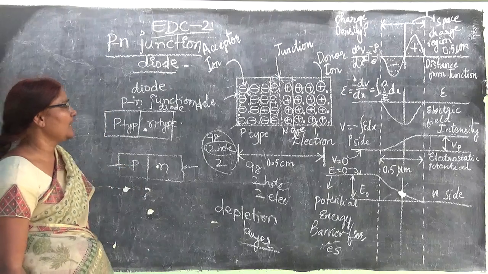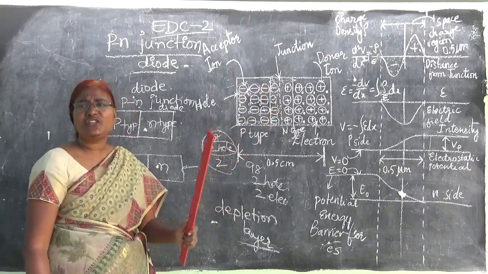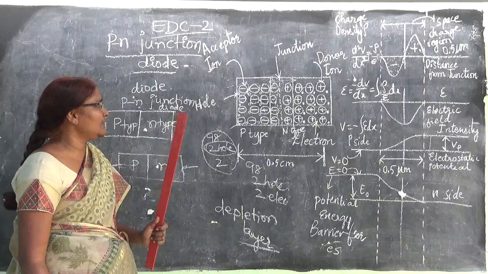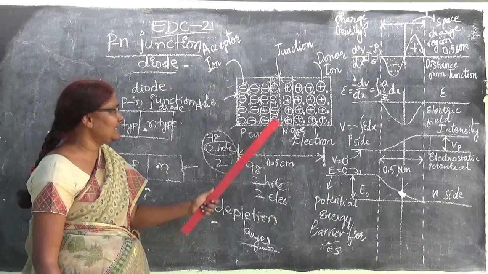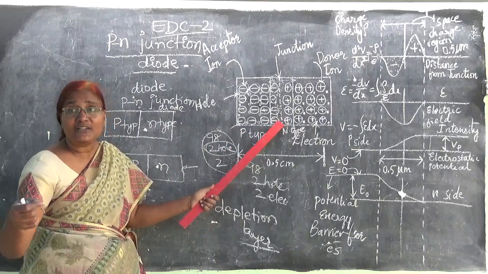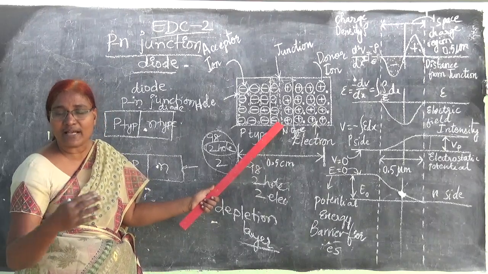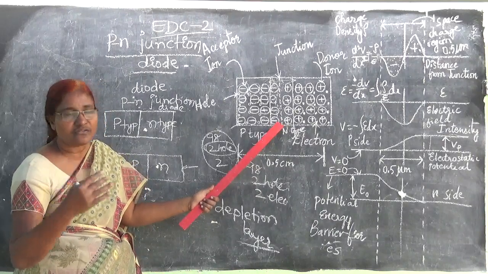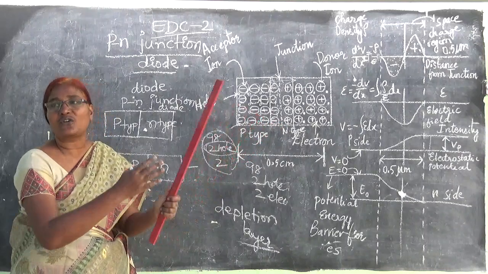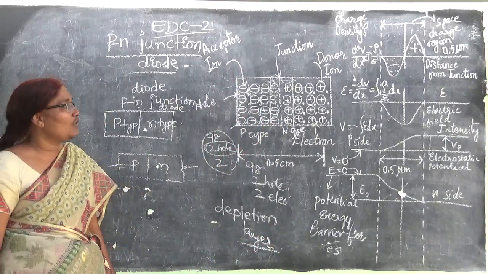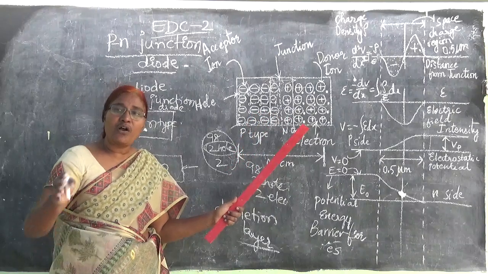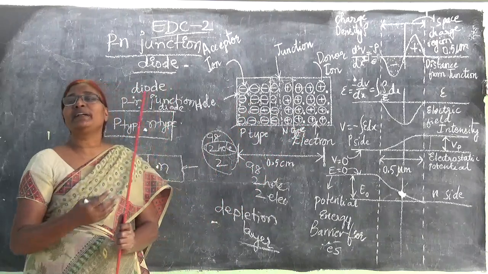Depletion layer. And this depletion layer, its work is that it is ready to oppose the further movement of the holes or electrons, or further movement of the mobile charges across the junction.